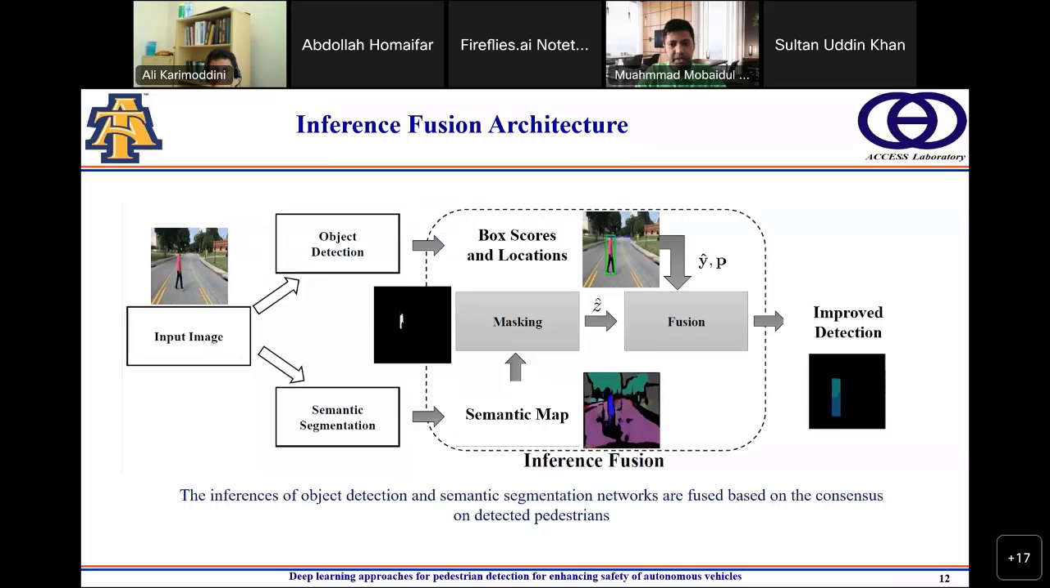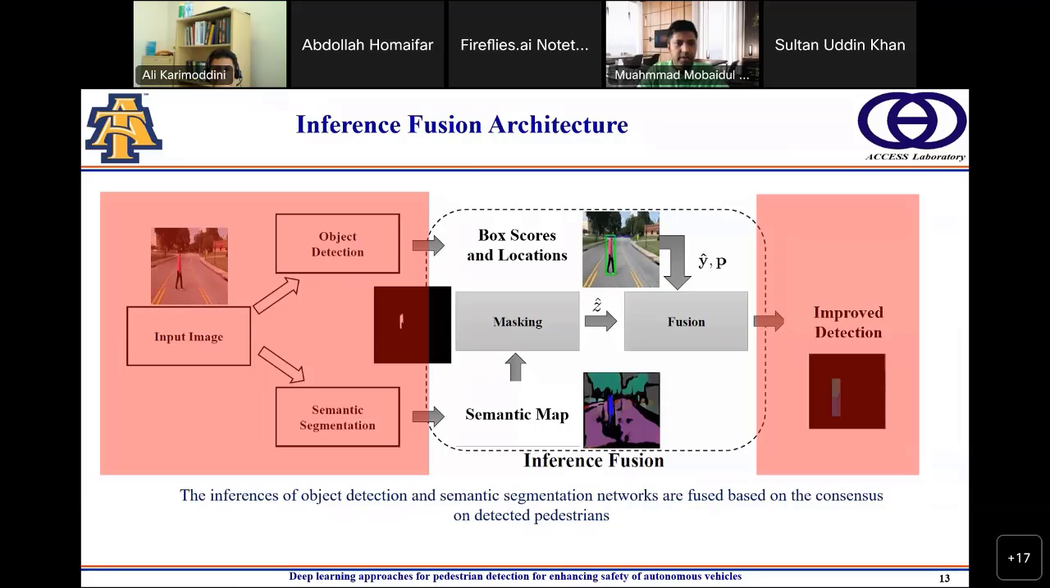Let's see the detailed architecture. An input image is fed into the object detection branch and the semantic segmentation branch simultaneously. The output of the semantic map is masked for pedestrian instances and mapped onto the detected bounding boxes from the object detection network. The inferences of both networks are fused based on the consensus on detected pedestrians. So here, this is the main inference fusion architecture.